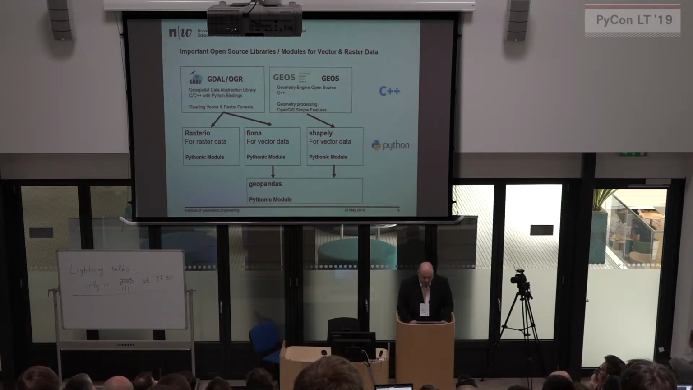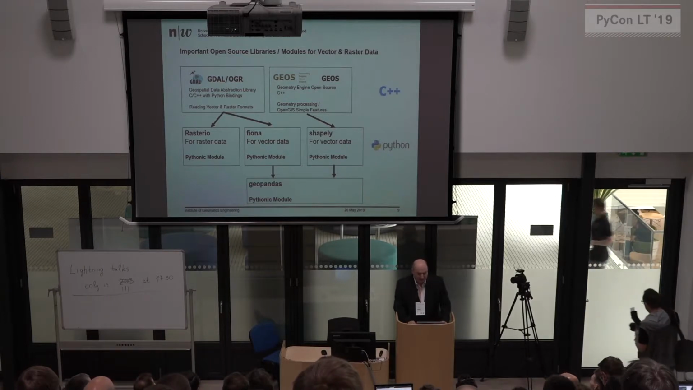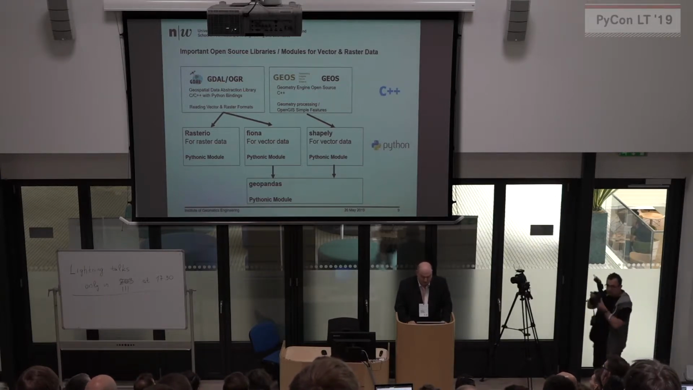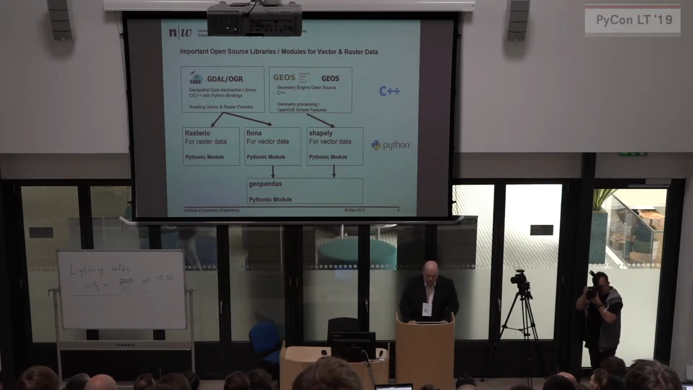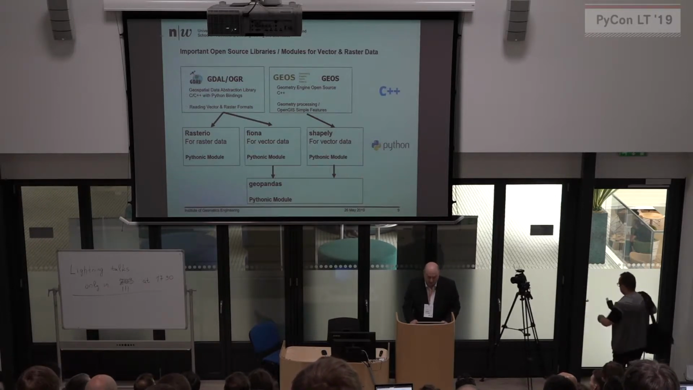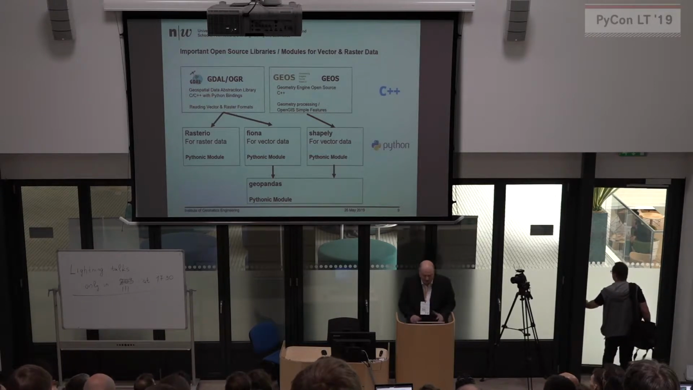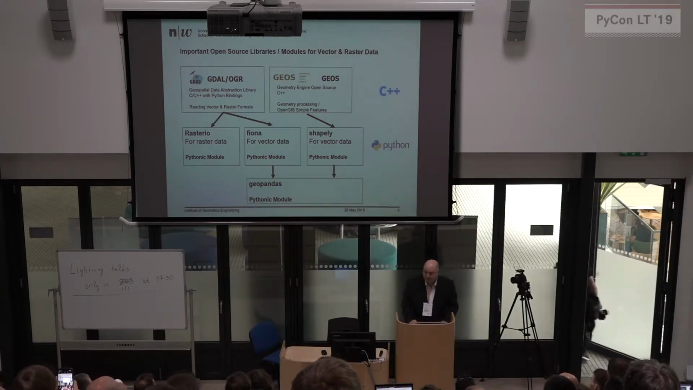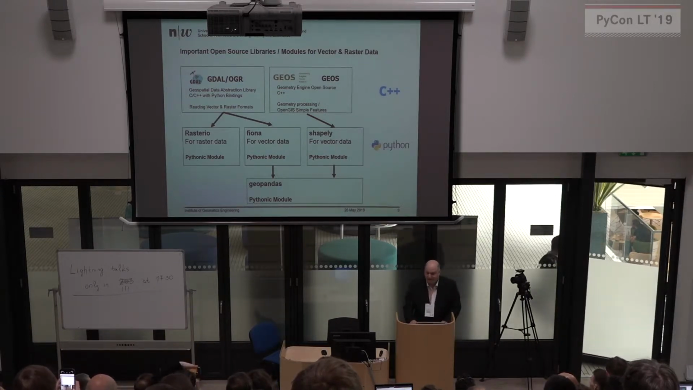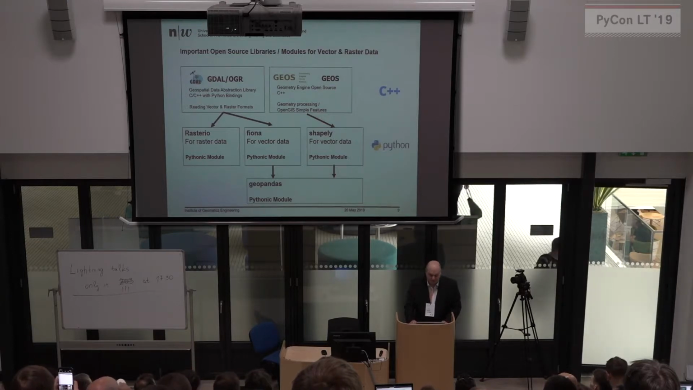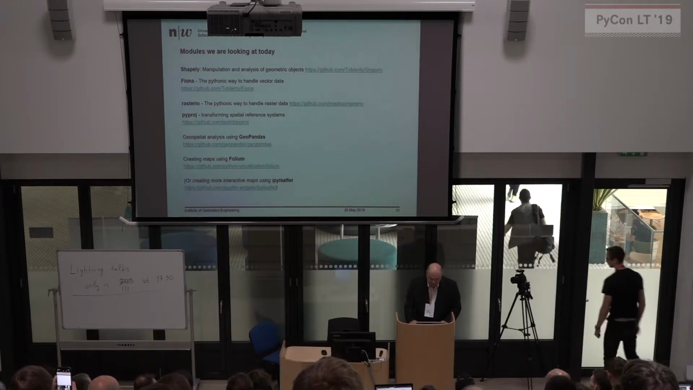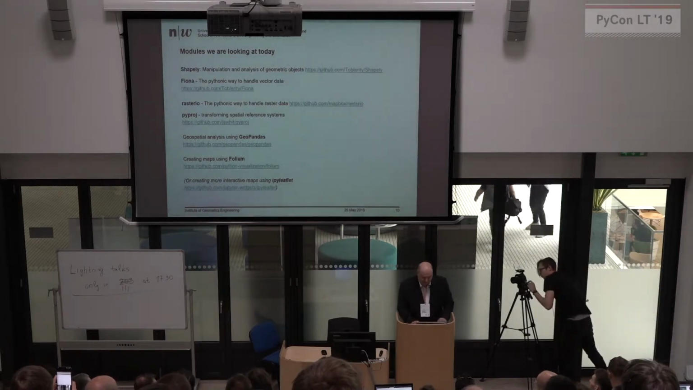For vector data processing, there is GEOS, Geometry Engine Open Source. It's a C++ library too. And there are also Pythonic bindings. The most important is Shapely. We will look at that in an instant too. And all together, Fiona and Shapely built GeoPandas. GeoPandas is basically pandas with support of geographic information. So we will look at many modules today.